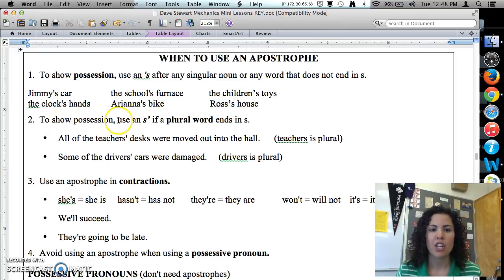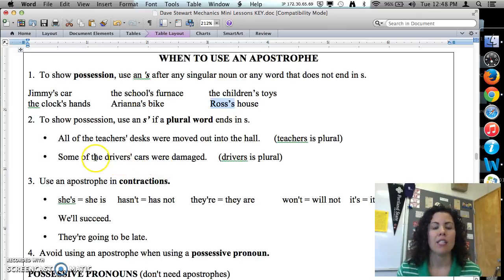Now, to show possession, use S apostrophe if a plural word ends in S. So this is only one Ross, one. But when we have something that is plural that ends in S, like teachers, then we have to use S apostrophe. So all of the teachers' desks were moved out into the hall. Since all of the desks belong to all of the teachers, it's the S apostrophe. Notice that there's not many houses that belong to Ross. That would be weird. It's just one house, one person.